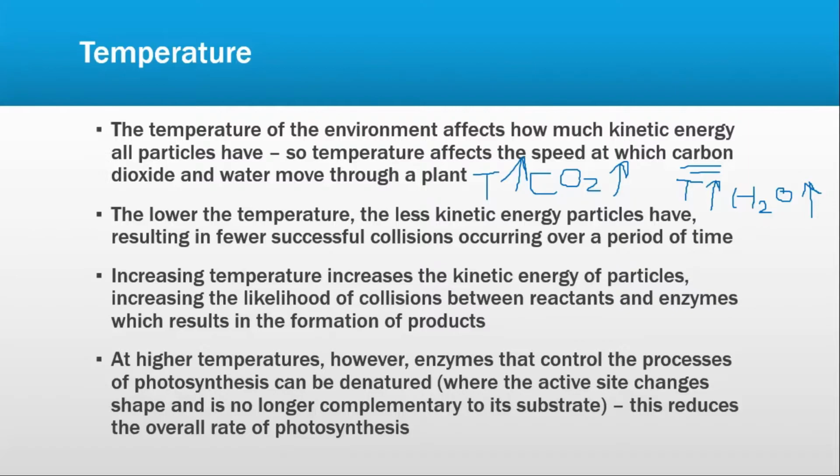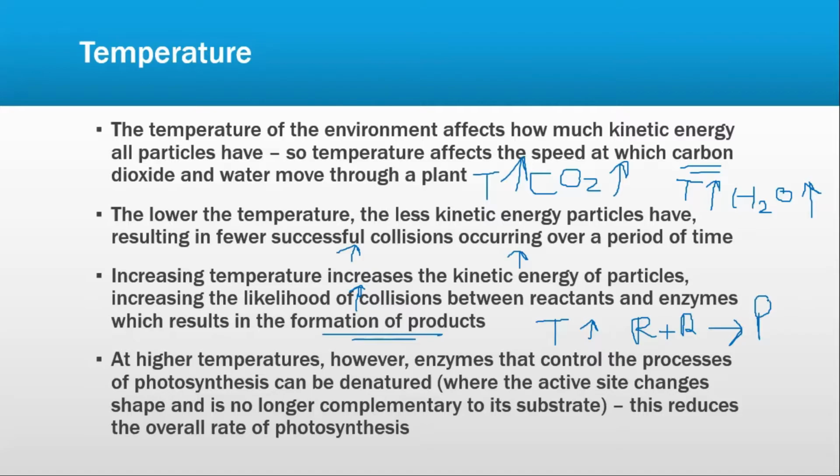The lower the temperature, the less kinetic energy particles have, resulting in fewer successful collisions occurring over a period of time. Increasing temperature increases the kinetic energy of the particles, as we discussed. Temperature increases, kinetic energy of the particles increases, the number of collisions between the reactants and enzyme increases, which results in the formation of products. Of course, higher the temperature, the reactants would interact faster and would result in products such as glucose and oxygen. At higher temperatures, however, enzymes that control the processes of photosynthesis can be denatured, where the active site changes shape and is no longer complementary.